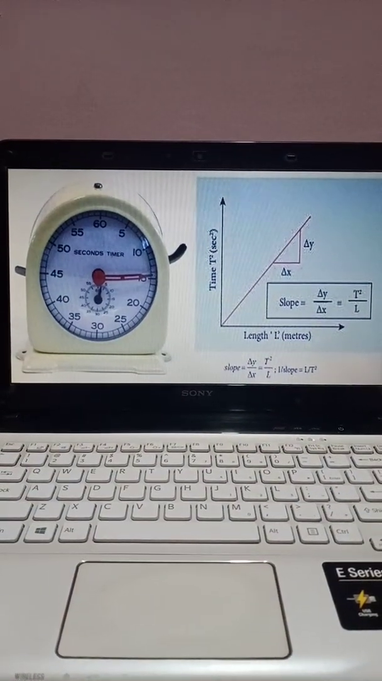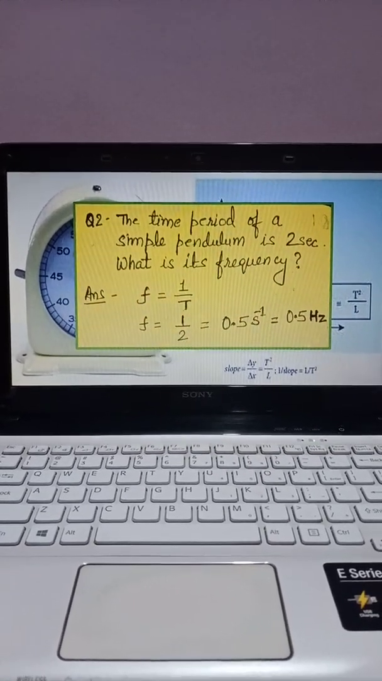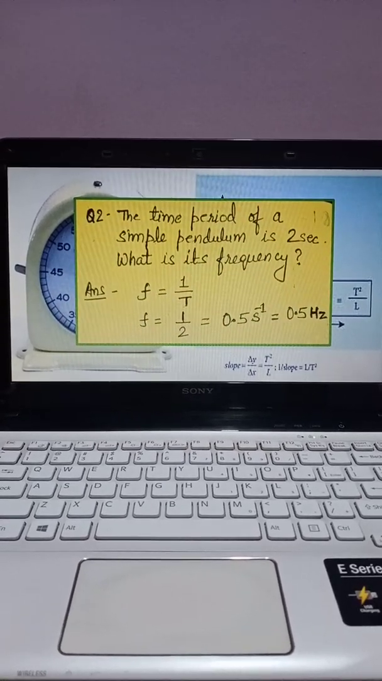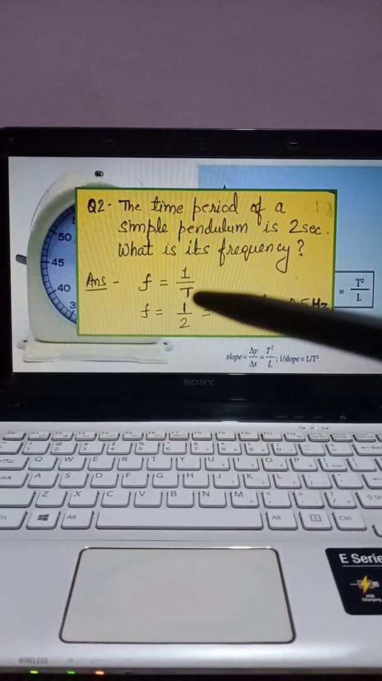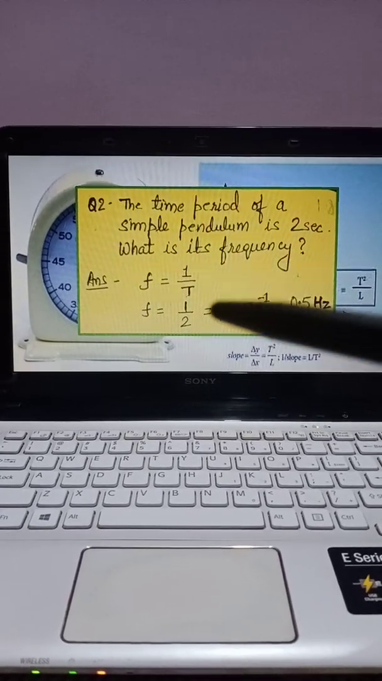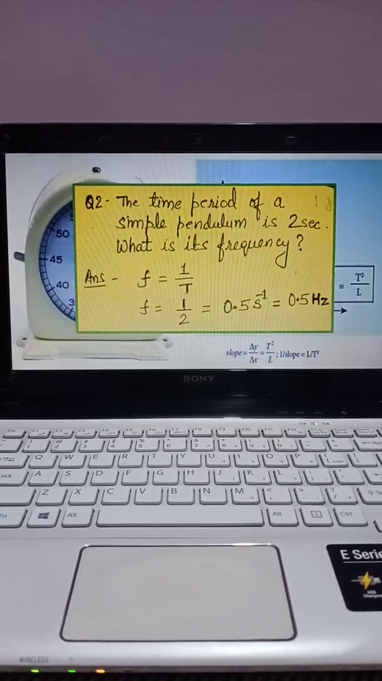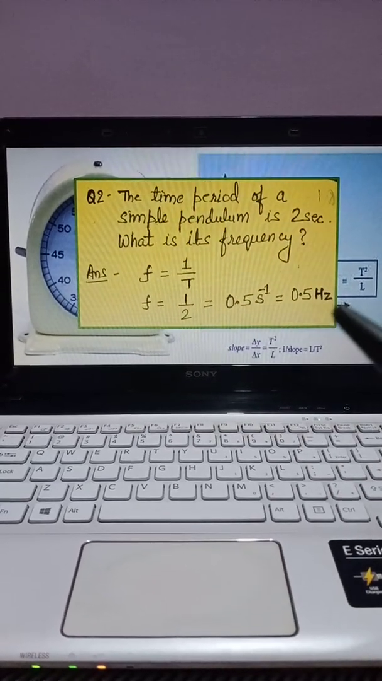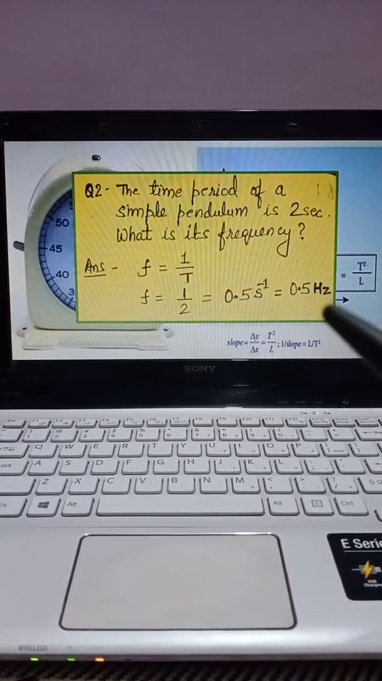Then the next numerical. In the next numerical, the time period of a simple pendulum is 2 seconds. What is its frequency? So time period is given and we have to find its frequency. Again, to find the frequency we use the formula f is equal to 1 by T. As the time period is given as 2 seconds, we substitute 2 here and we get the frequency as 0.5 per second. The unit of frequency is also hertz, so we can also write 0.5 hertz, Hz.